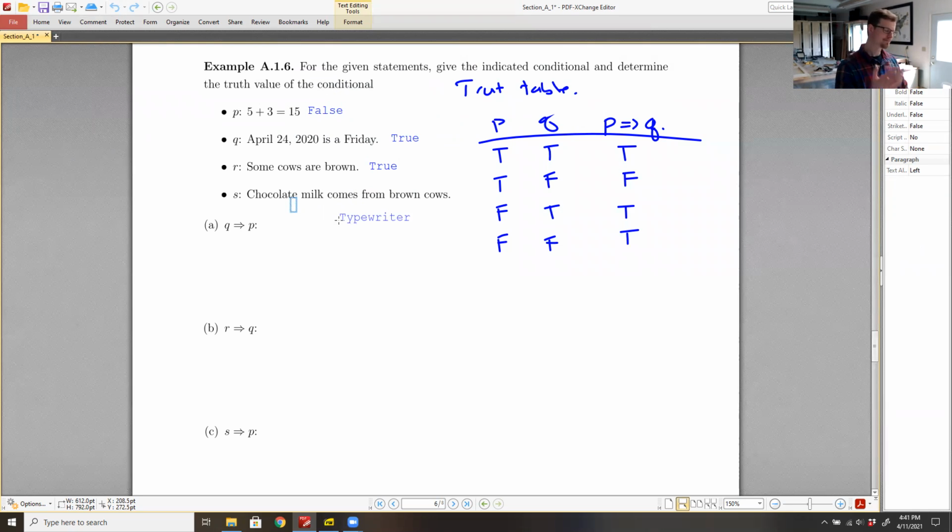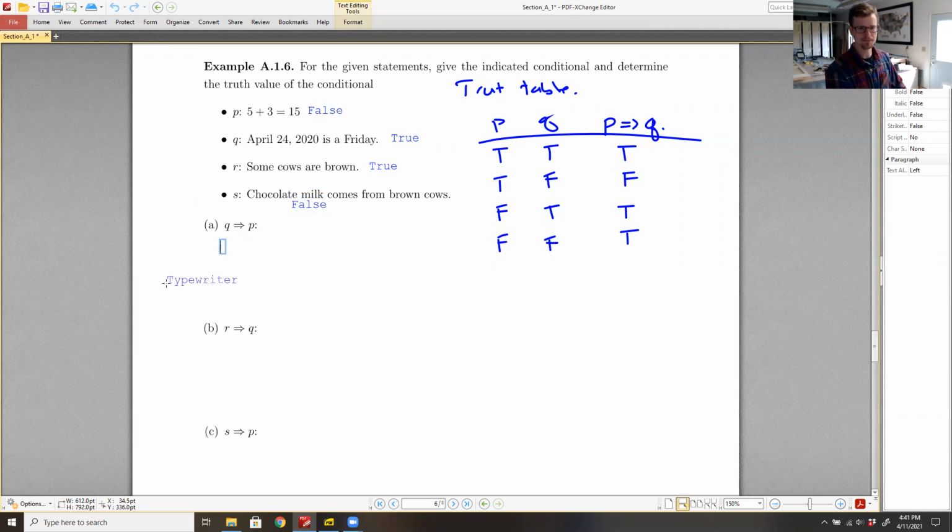Now, I'm going to say this is false, because I think you know what I mean. You don't milk a brown cow and get chocolate milk. That's what I'm trying to say. All right, so we want to consider the conditional statements. We have 4 of them to consider here.